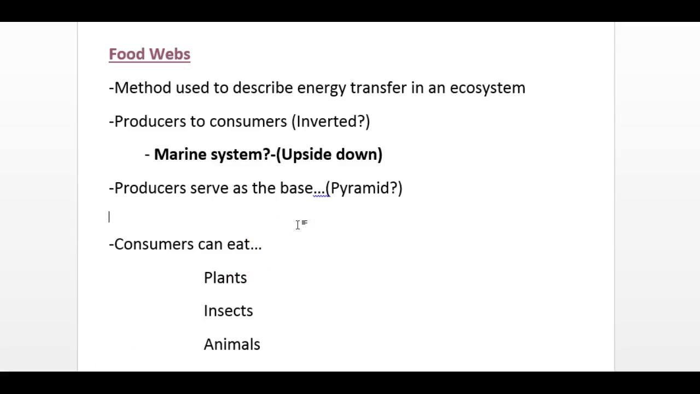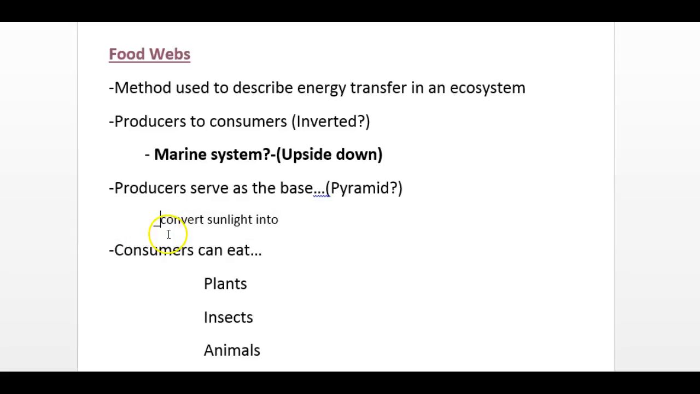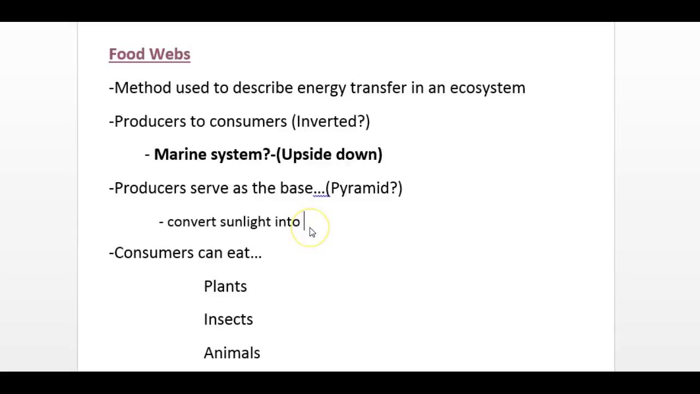And so make sure you understand that. And then again, like I said, producers serve as the base, and they convert sunlight into chemical energy, and that is photosynthesis, right? So photosynthesis is what they're doing.